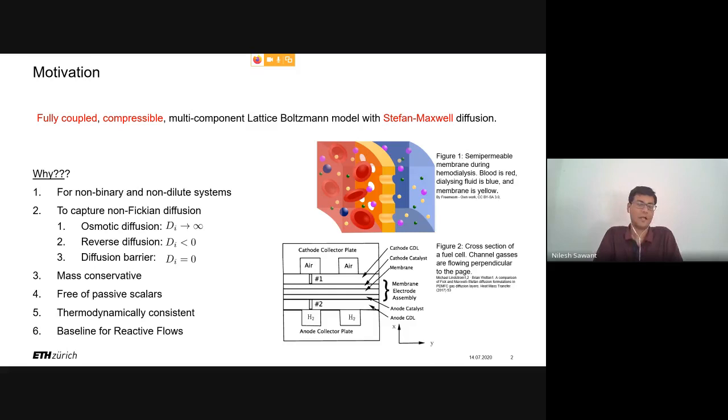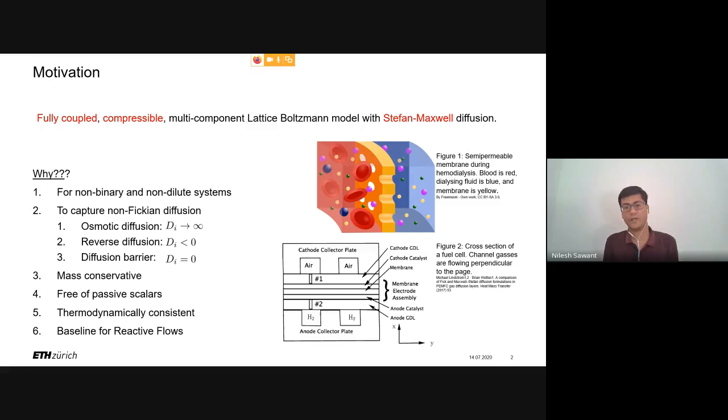Another advantage we gain automatically because of Stefan-Maxwell diffusion is mass conservation, because the Stefan-Maxwell diffusion formulation by itself is mass conservative. So unlike in the mass average approach, we do not have to worry about mass losses and the subsequent steps which are needed for introducing a correction velocity and so on. Our model is also free of passive scalars and it is thermodynamically consistent, which automatically makes it a very good candidate for simulating reactive flows in the future.